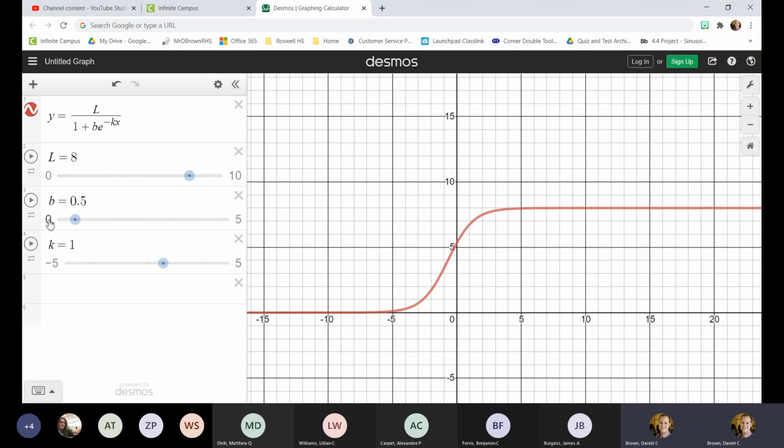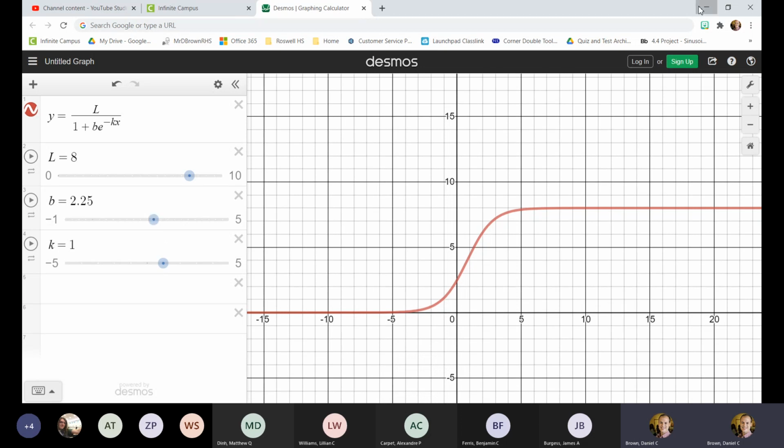B will never be negative, so if you do get a negative B, you did something wrong. When B is negative, it's no longer a logistic growth equation. So B will always be positive: between 0 and 1, it shifts the graph to the left, and bigger than 1, it shifts it to the right.